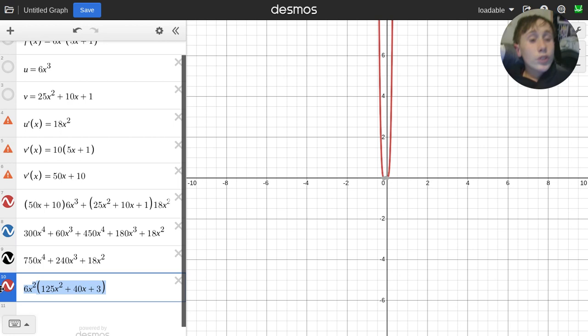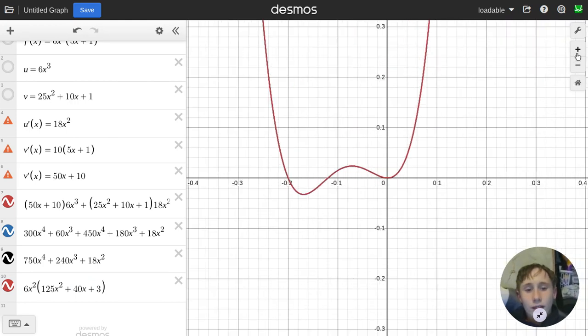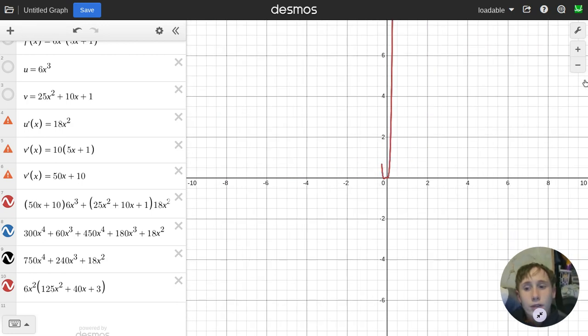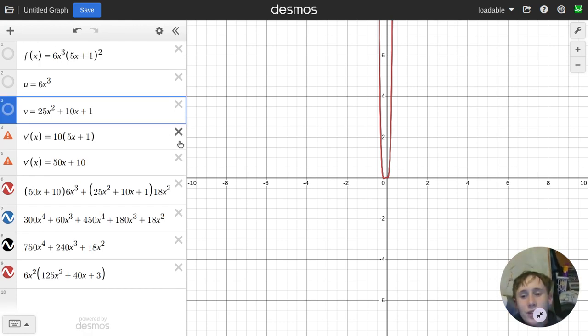So the product rule and the chain rule are pretty simple. They're pretty basic level calculus stuff. Yeah, it's pretty simple stuff. But I hope I could help you understand this, even if you are much further than this. It's pretty simple stuff.